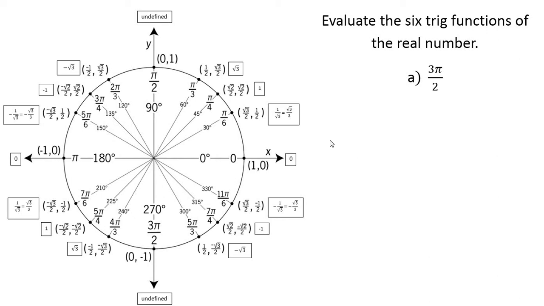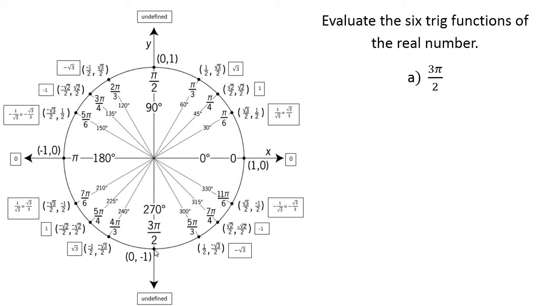Alright, so we've got another example here. Evaluate the 6 trig functions of the real number 3 pi halves. So there's a couple of different ways again to think of this. 3 pi halves is a distance around the unit circle, or it's also an angle. And again, that works on the unit circle because it has a radius of 1.